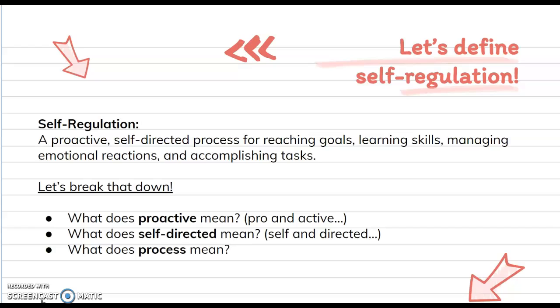So let's define self-regulation together. The definition of self-regulation is a proactive, self-directed process for reaching goals, learning skills, managing emotional reactions, and accomplishing tasks. Seems like a lot of big words pushed together to create a definition. So let's break that down.